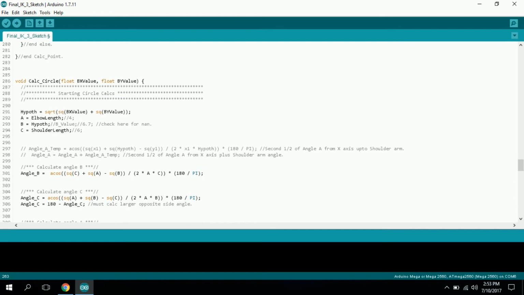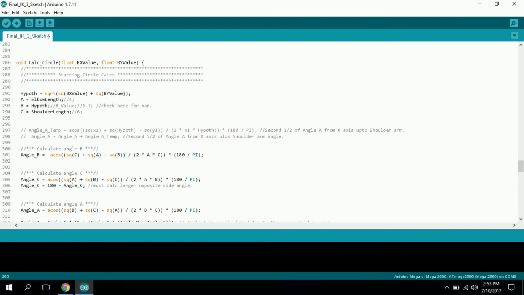And so we go down here and we pass into calculate the circle a float of the bx value and the by value. And this can be positive x or positive y, negative y. And so we're starting our circle calculations here. So the hypothesis is the square root of those two values squared. The elbow, A is equal to elbow length, B is equal to this hypothesis that we just calculated, and C is the shoulder length, because that makes up that little triangle.